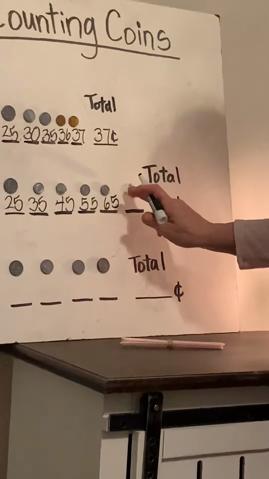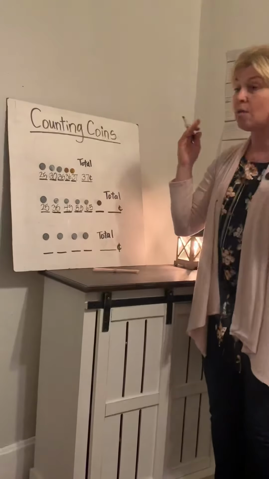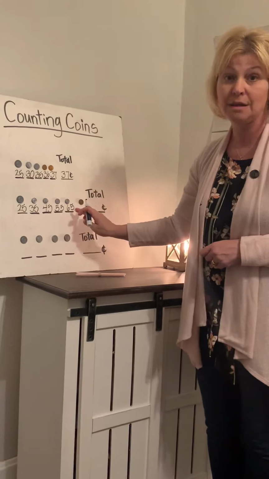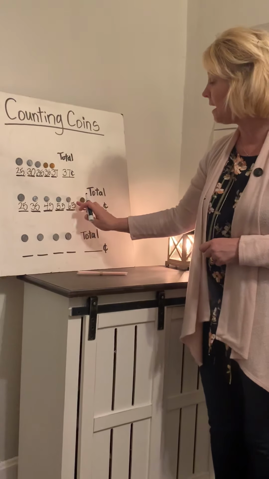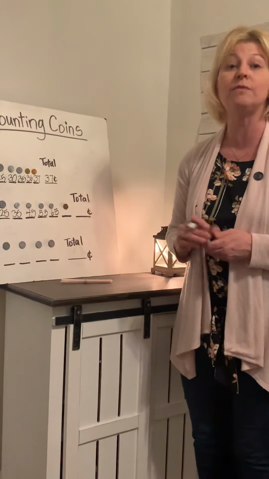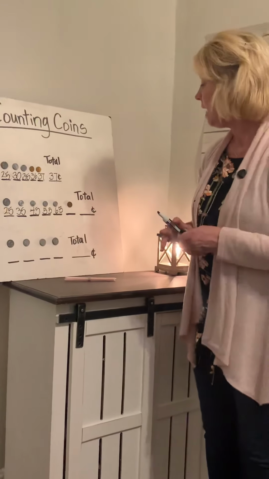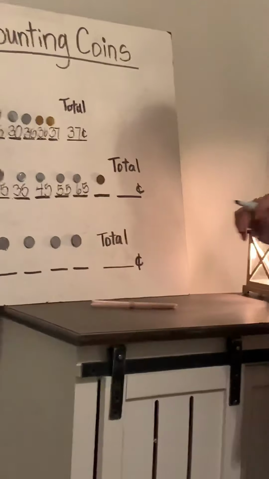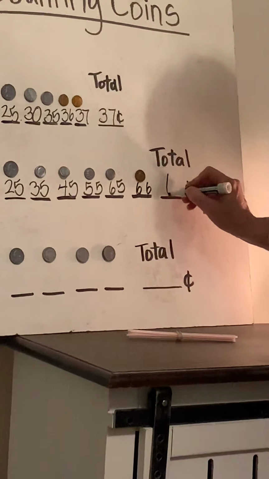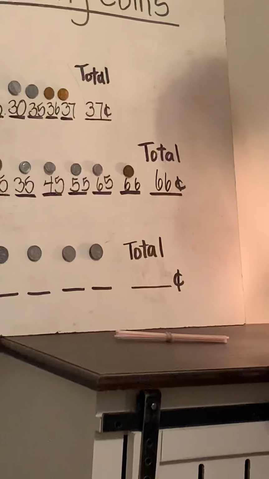Now, if there was a nickel in here, then I would just say, okay, I know that's a nickel and that's 5, so I would count by fives then. So you just have to realize, think about what coin you're getting ready to count, and then that'll help you know if it's by fives or by tens. But here we have one more penny, so 65 plus 1 would be 66. So my total would be 66 cents.